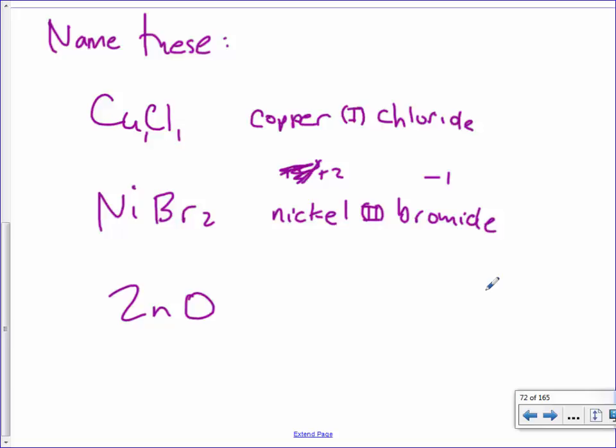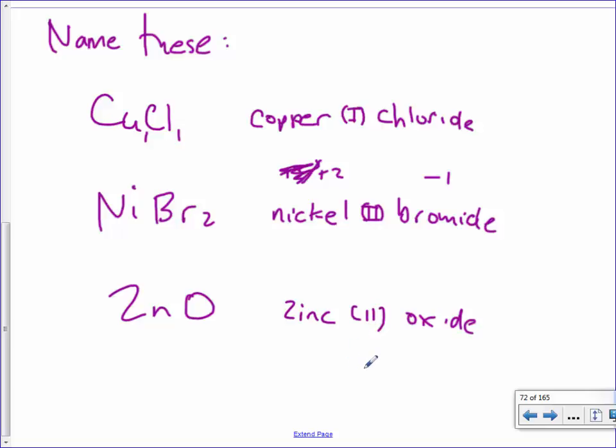How did those do so far? Does that make sense? Okay. Being very tricky on the last one. Zn is zinc. O is oxygen, so that's oxide. This is not correct. You don't put zinc 2 oxide.